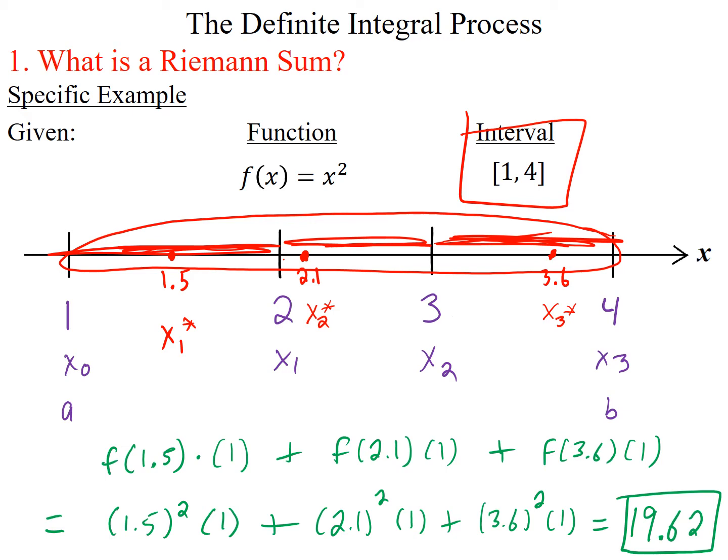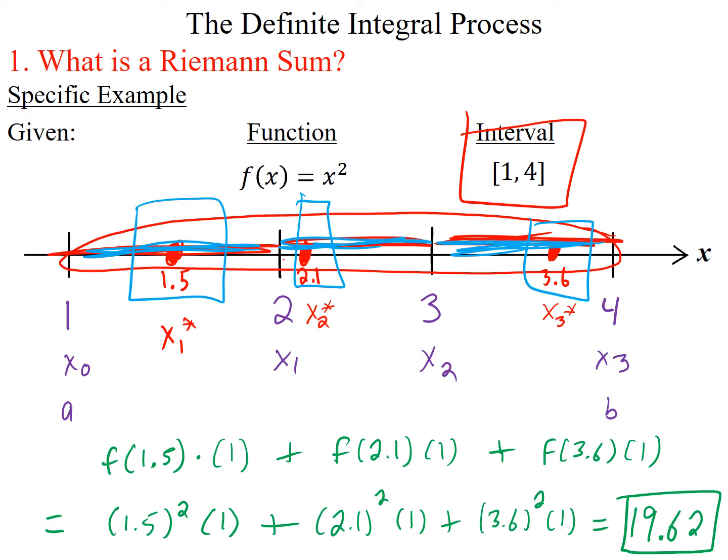Then you pick a number in each subinterval. In this case, we picked 1.5. In this one, we picked 2.1. In the second subinterval, we picked 3.6 in the third one. But you can pick any numbers you want. And then you calculate a sum where you plug in each of the numbers you just picked into the function and multiply by the width of that subinterval. So you do f of this number times the width of that interval plus f of this number times the width of that interval plus f of this number times the width of that interval. You add them all up, and whatever you get, that's called a Riemann sum.